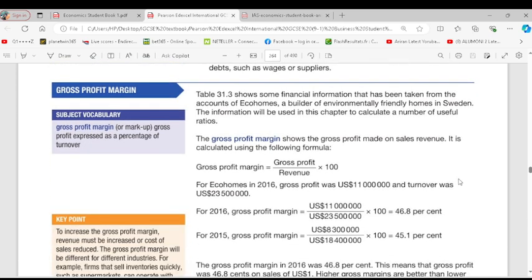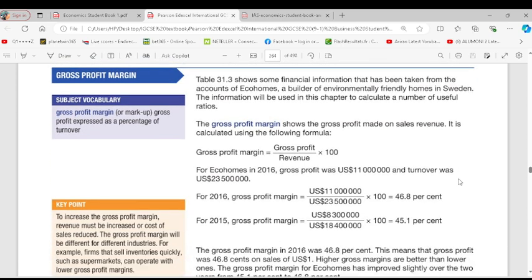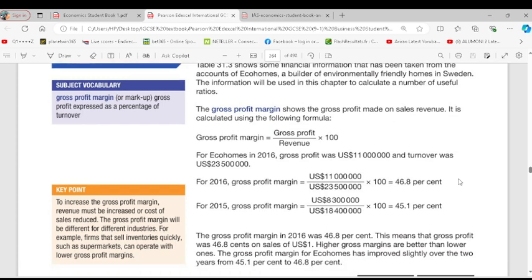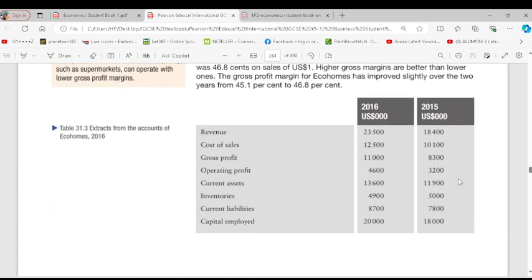Okay, so we start. Gross profit margin. The gross profit margin shows the gross profit made on sales. It is calculated using the formula I said already: gross profit divided by revenue multiplied by 100. That is gross profit margin. I think it's clear. Clear, right? Yeah, sure.